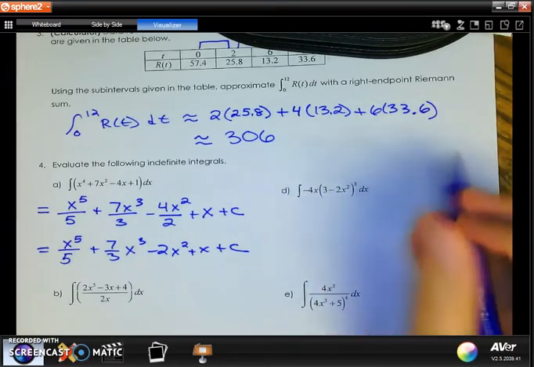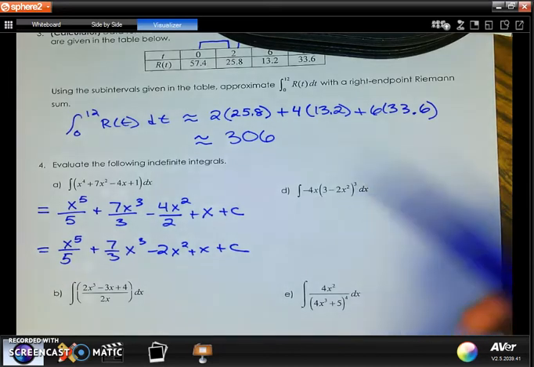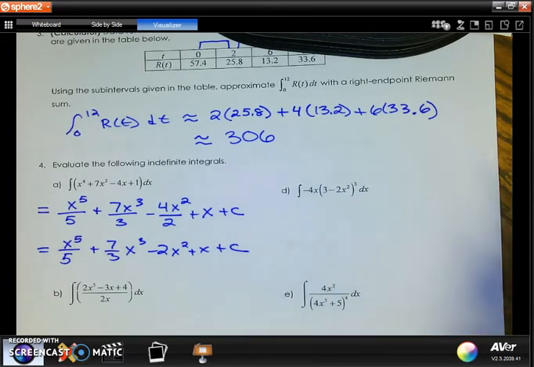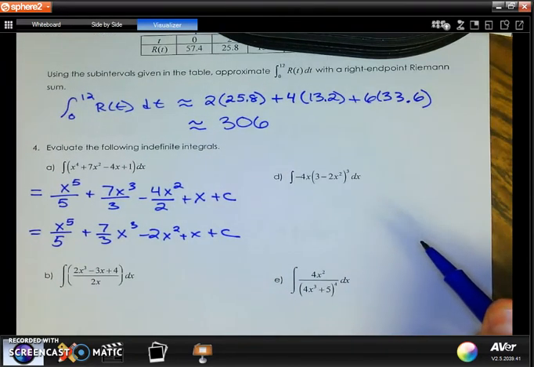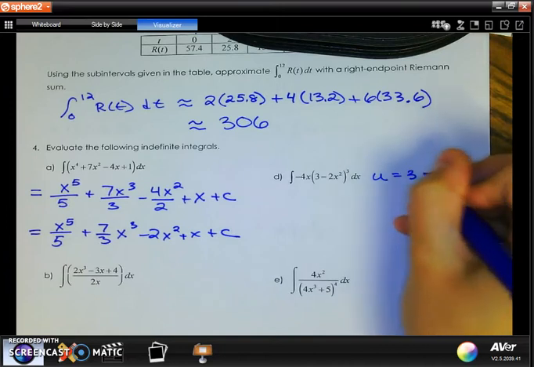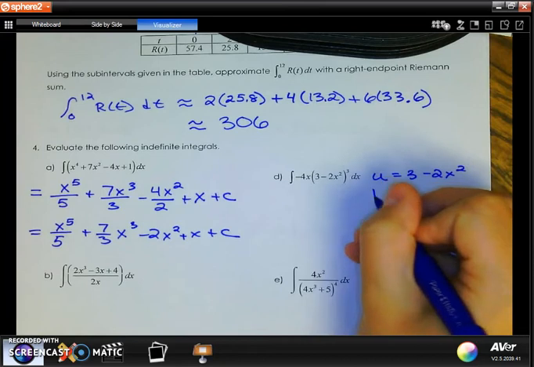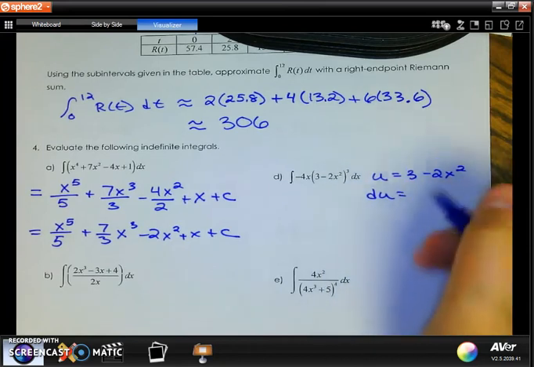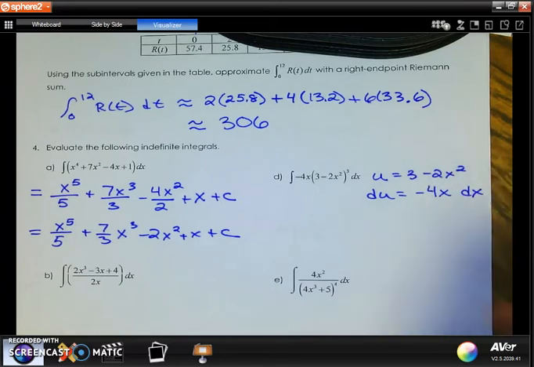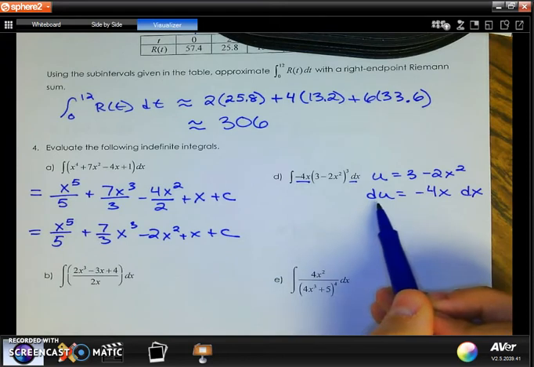So for this one, a clue that you would need to use substitution is that you've got parentheses. And if you think about the derivative of those parentheses, you see that 4x, so that's one clue that you need to use substitution. So here you have u is whatever is in the parentheses. That's my general rule of thumb. So I've got that. You want to take the derivative of u with respect to x. So the derivative here is going to be -4x dx. And that's good news because this -4x and that dx is going to be exactly my du.